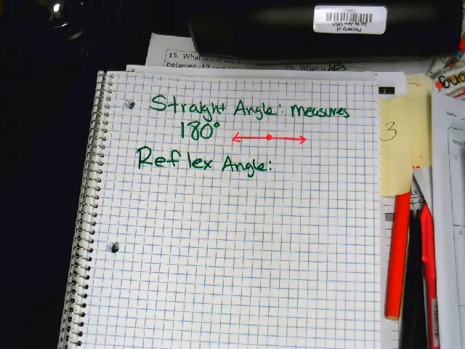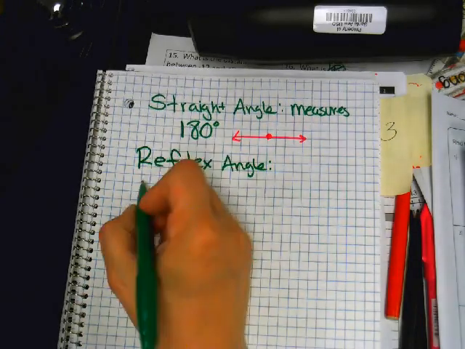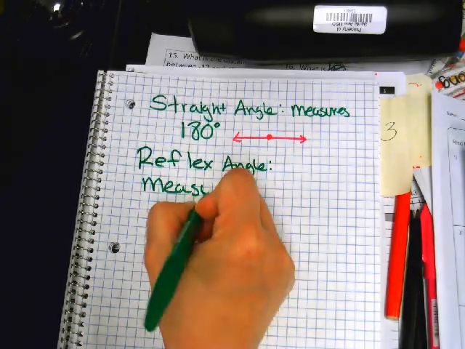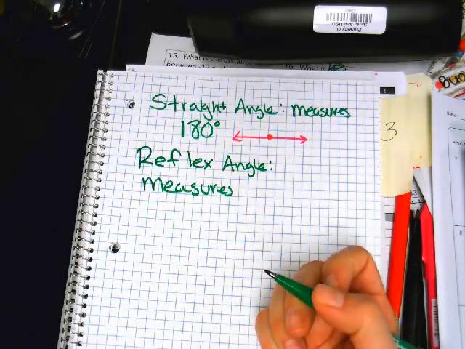You have a name for less than 90, for 90, for more than 90, for 180. Reflex is the opposite of 90? 360 would be a circle.